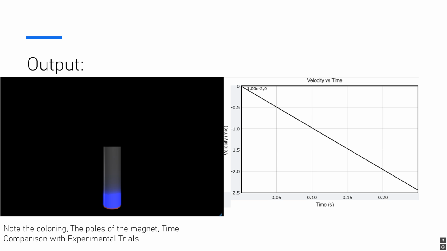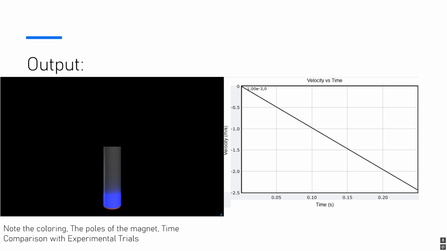As far as the poles of the magnet go, it does not matter in the big picture which way you drop it, but as you see here, the blue is on top. If I were to flip the poles, then it would just flip the colors. So red would be on top, blue would be on bottom.